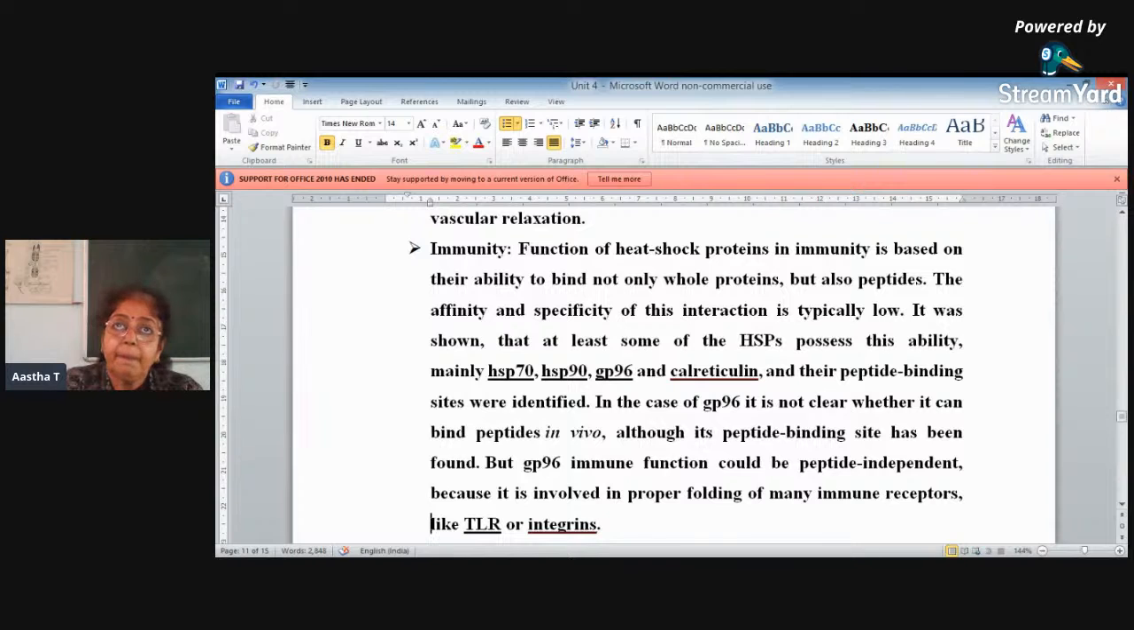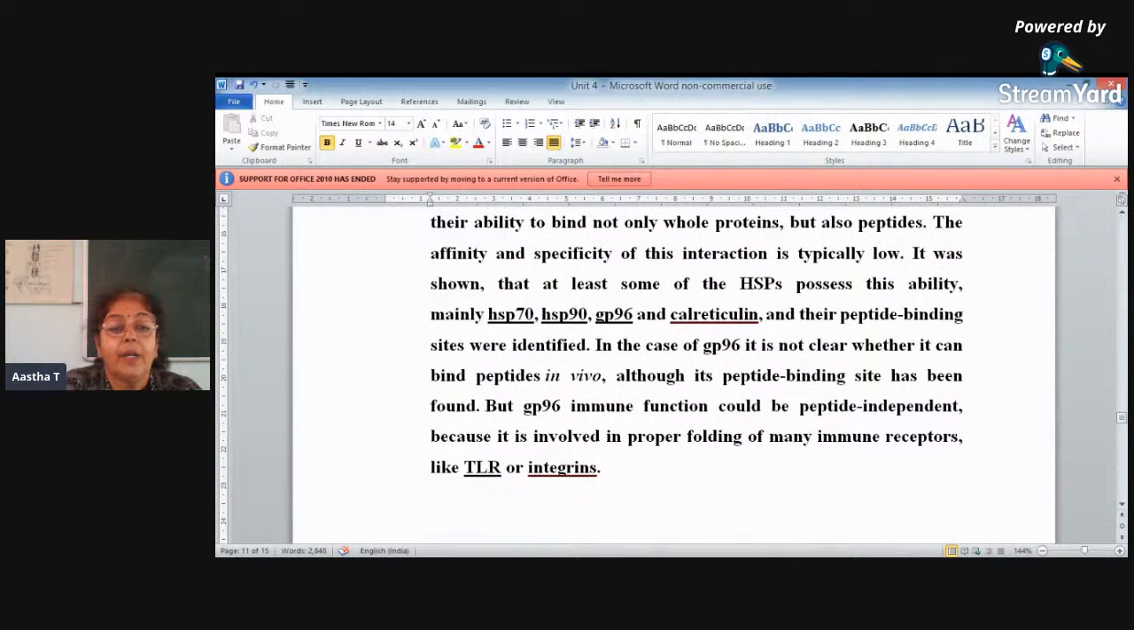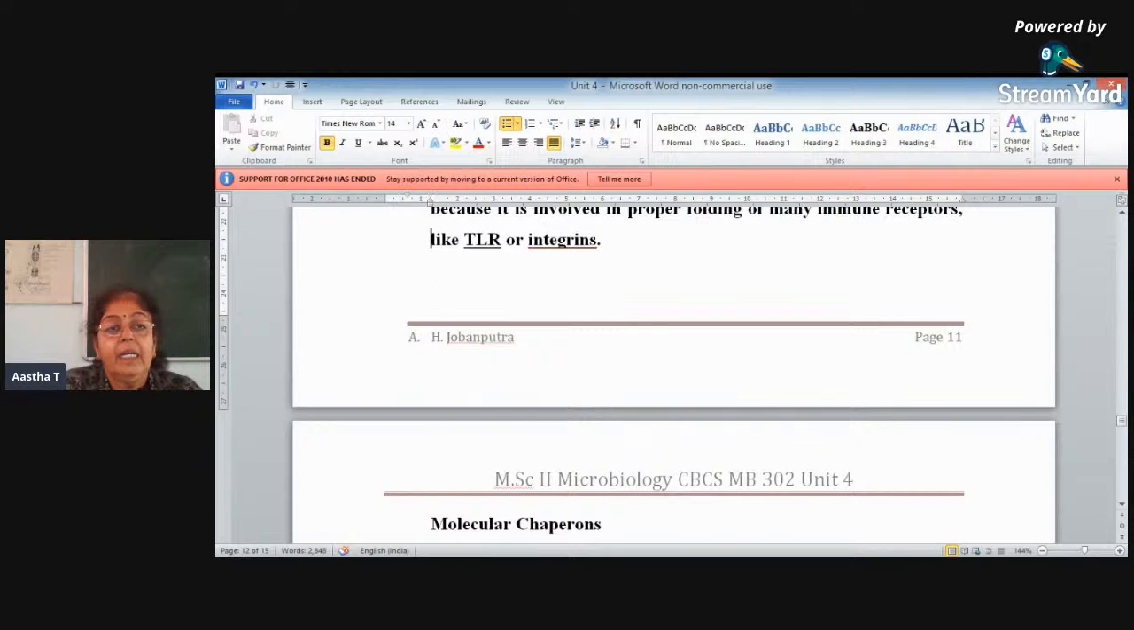Peptides means what? Yes, antigen, any type of antigen. If it is coming there in the form of a protein, these heat shock proteins can bind to them just like immunoglobulins. So GP96 doesn't show this peptide binding, but its immune activity must be peptide independent. It is involved in the folding of immune receptors like TLR or integrins. All these are involved in immunity.